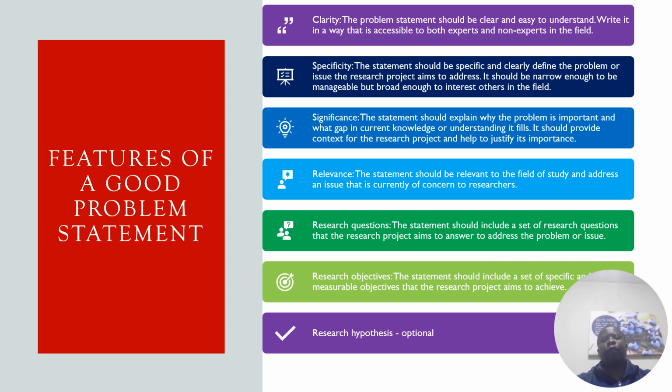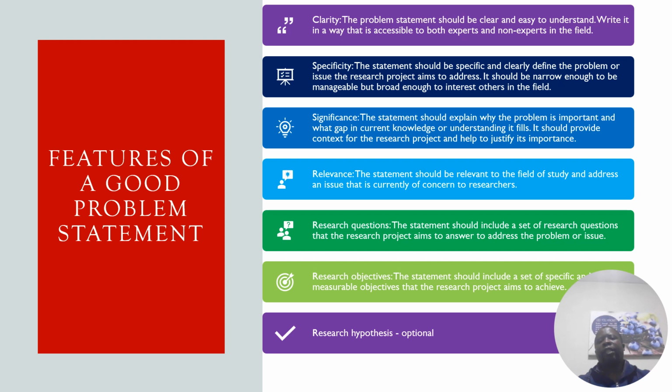Then features of a good research proposal. It's very important that you understand the importance of writing a good problem statement. And there are certain things that we normally check to see whether the problem is good. The first one is clarity. The research problem should be clear and easy to understand. And it's very important that we write it in a way that anyone can read it and understand it. Then the specificity.